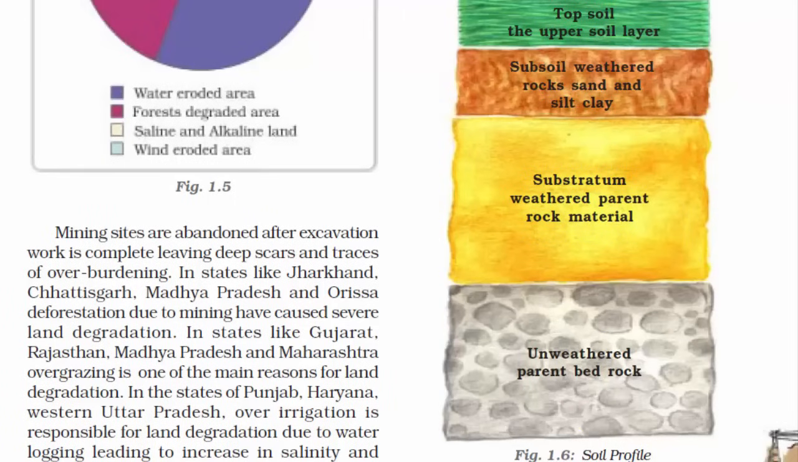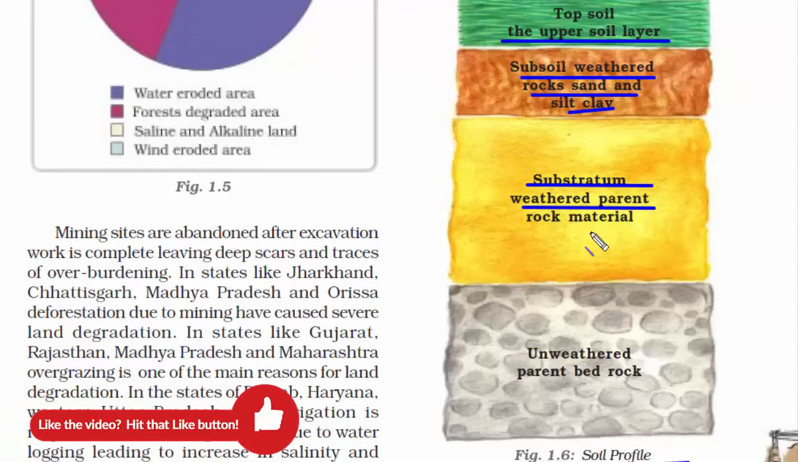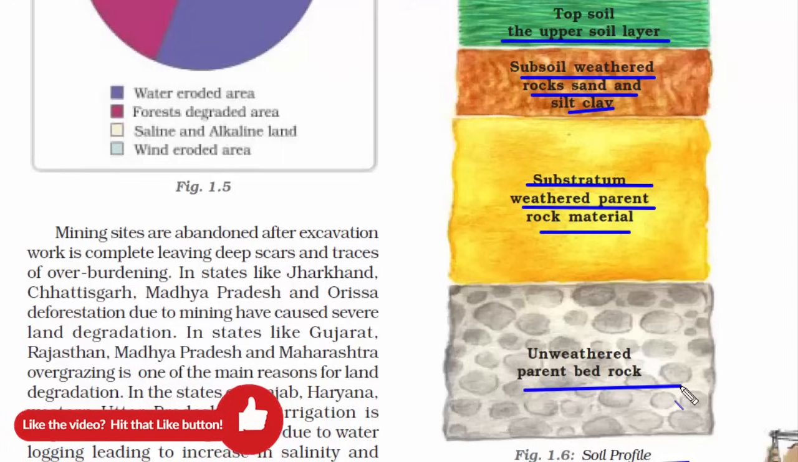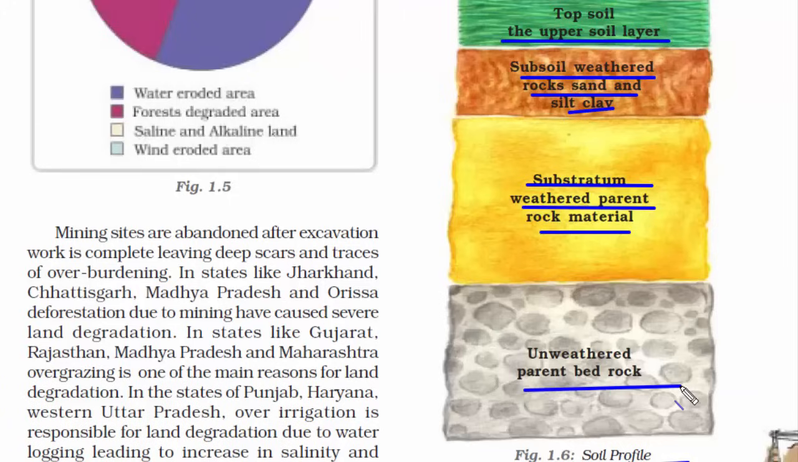So if you look at this diagram, it shows us the soil profile. On the top layer we have the soil layer, which is called the upper soil layer, and below that we have the subsoil, which is the weathered rocks, sand and silt and clay. That's why in many places if you dig through the top layer, in just a few feet you will witness wet soil, or in other words it's called silt or clay. And below that we have the substratum, which is called weathered parent rock material, and then below that we have the unweathered parent bedrock. When we say unweathered, they are large chunks of rocks or boulders. The meaning of weathering is that over time a piece of rock gets weathered into small pieces of debris which form soil. So unweathered means it is still a large solid chunk of bedrock.